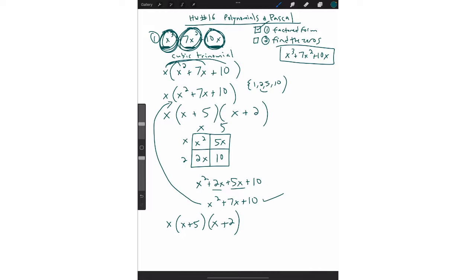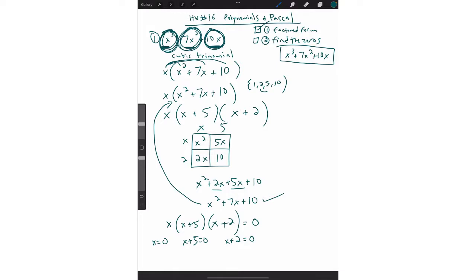And the way that we would find the zeros is just by setting this equal to 0. And we would take each term and set each term equal to 0. So I'd say x is equal to 0, x plus 5 is equal to 0. See how I just brought that down? And then I do the same thing over here, right? I can say x plus 2 is equal to 0.